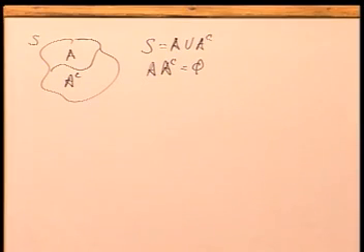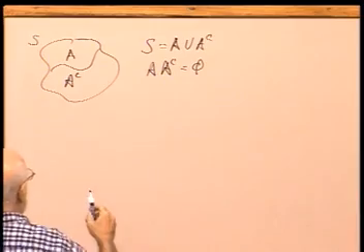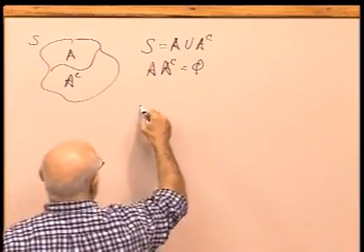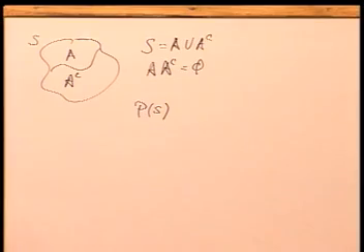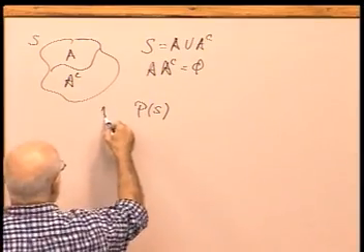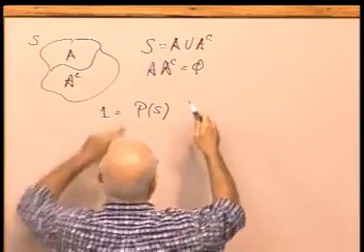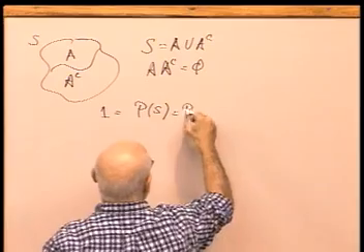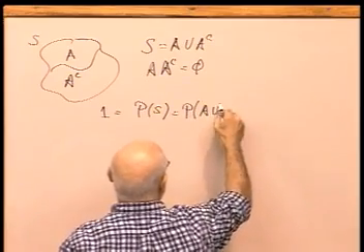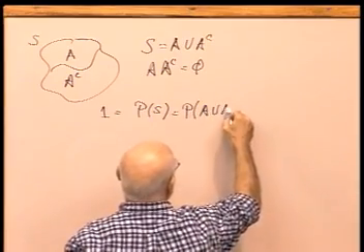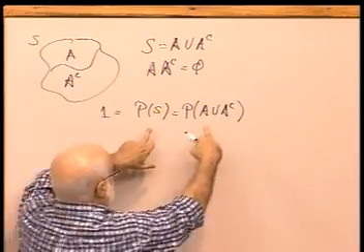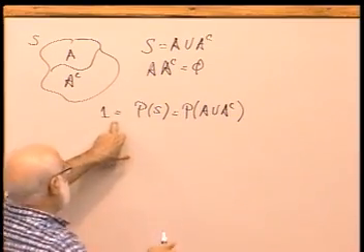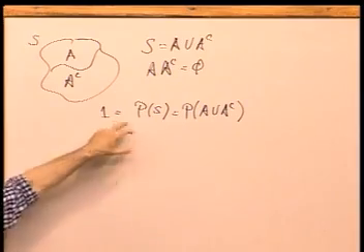Okay, so the first statement I want to make is this. Suppose I look at the probability associated with S. Well, we know that that's 1. But it's also equal to the probability of A or its complement, the union of A and its complement. Okay, so this is true by definition. This is true by axiom 2.